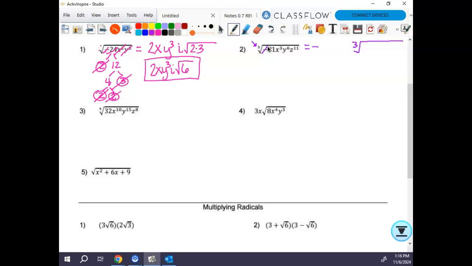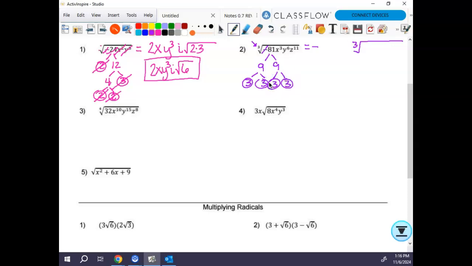Then I'm going to do the 81 and I'm going to do the tree, just like I did before. What are two numbers that multiply to give me 81? Oh, good. I was about to cry. Okay, 9 times 9. And then this gives me 3 and 3 and 3 and 3.